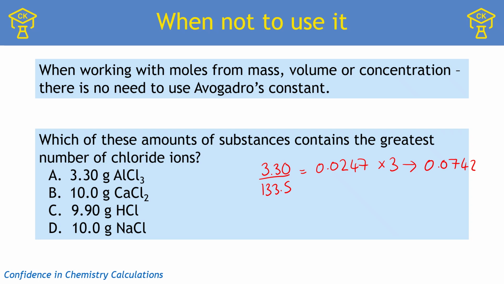So if you think about it, if I do this method for every single one, 10 over the MR of CaCl2, and then I would times it by 2 because there are 2 moles of chloride ions per mole of calcium chloride, I would be timesing every single one by Avogadro's number at the end. There's no need to do that. So you can just compare the numbers of moles, and that is proportional to the number of chloride ions. So if you just need to put things in order or decide which is the biggest or which is the smallest, you do not need to work out the absolute numbers involved.